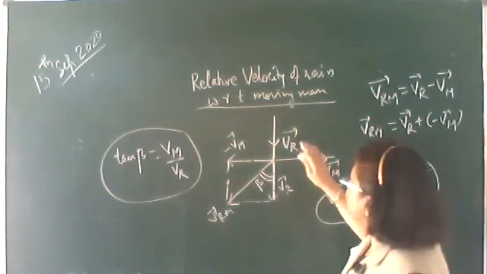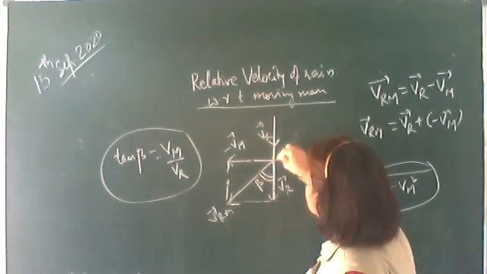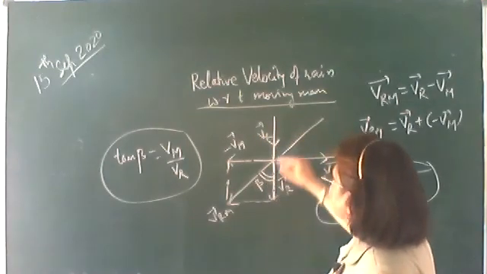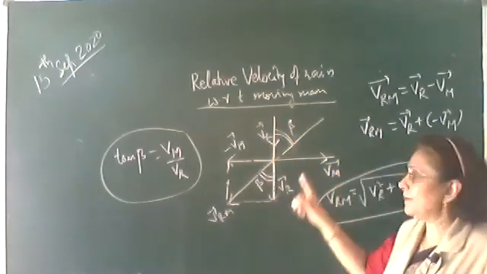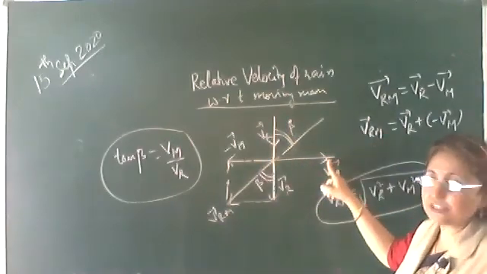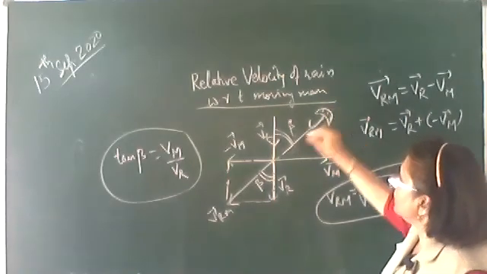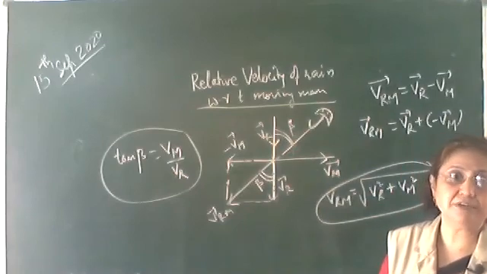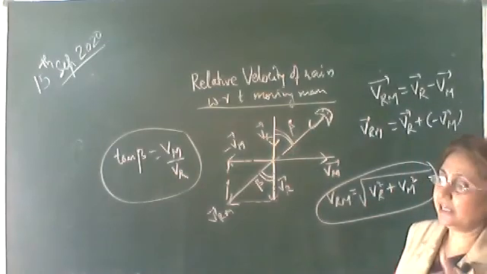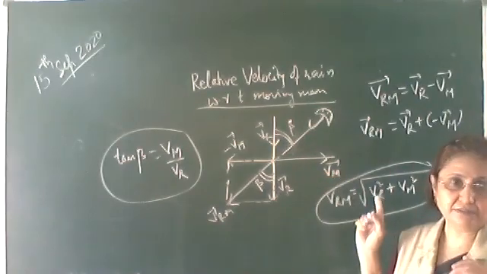So in which direction should you hold the umbrella? Let us extend this line. If this angle is beta, this angle is also beta. So the person is moving along this direction. So he has to hold the umbrella making an angle beta with the vertical, then only he will be saved from the rain. If he holds vertically upwards, he will be wet.